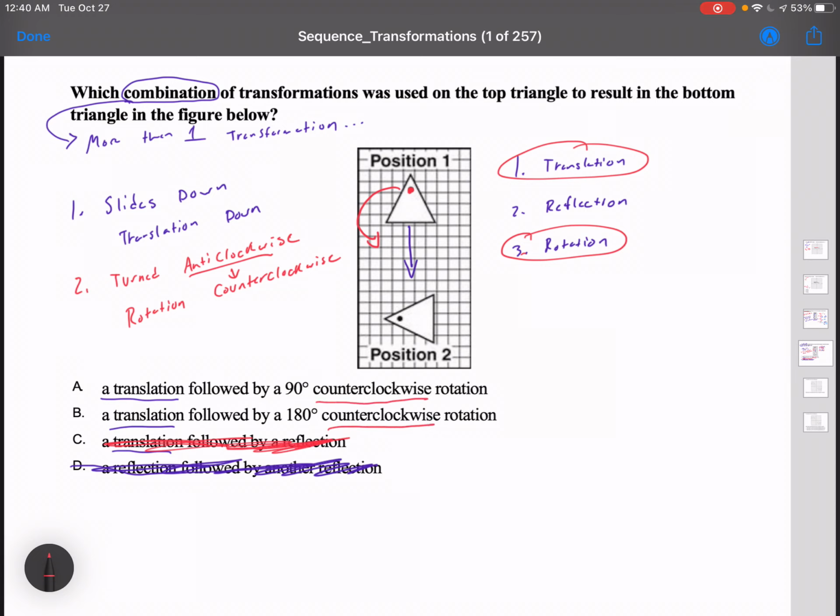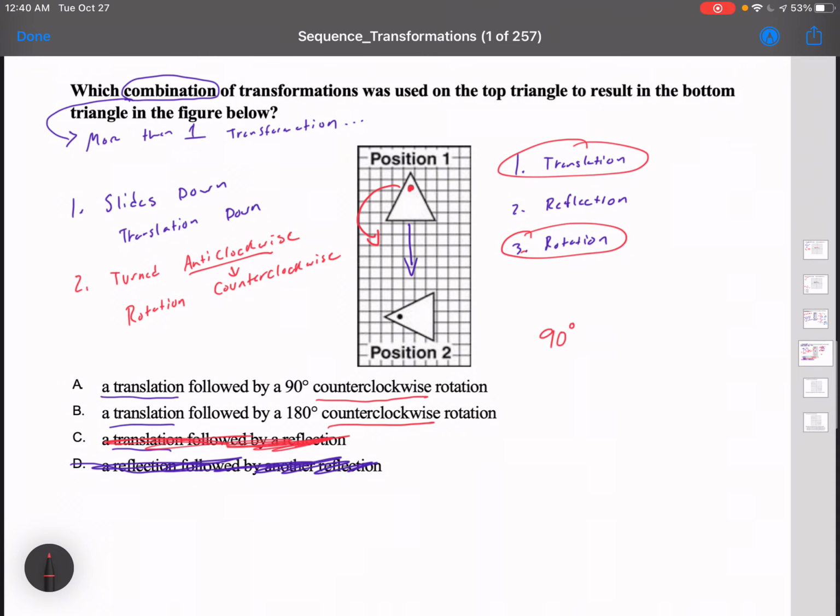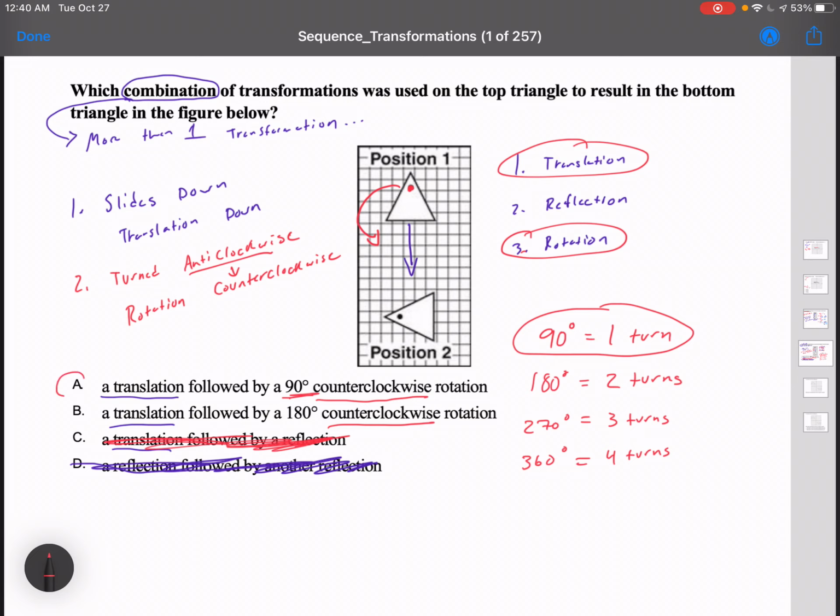Well, remember, 90 degrees equals 1 turn. 180 degrees equals 2 turns. 270 degrees equals 3 turns. And if it comes all the way back around, that's a complete 360, which is 4 turns, right? So how many times did this shape turn? If you said 1 turn, I agree. So it's a 90-degree counterclockwise rotation. So our answer would be A.